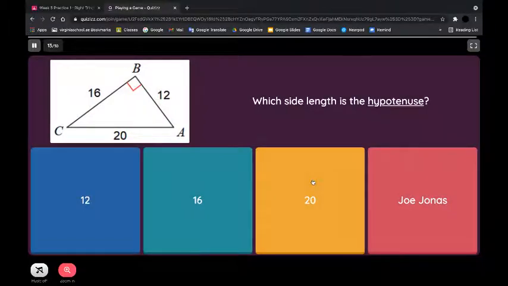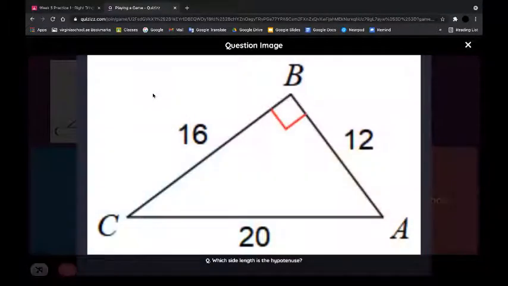Which side length is the hypotenuse? So the hypotenuse in this case is 20 because it is right opposite to the right angle, which is angle B, and the hypotenuse measures 20. It is also the longest side in all three sides because the other two sides measure 16 and 12 respectively.